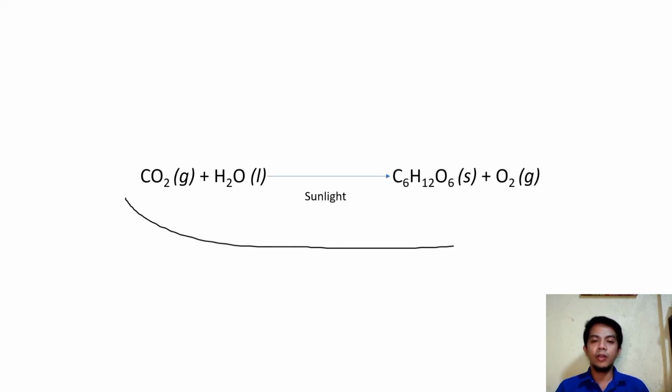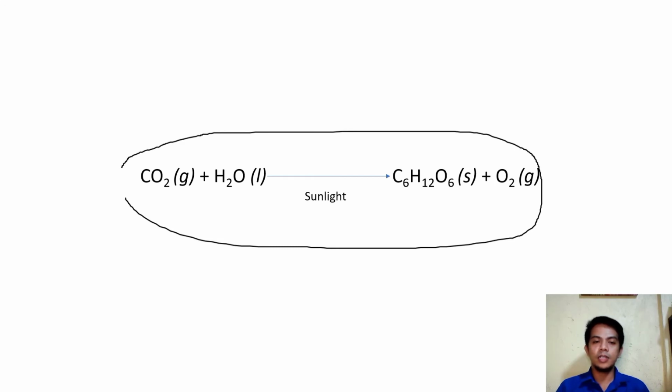So this is the equation of photosynthesis. The reactants here are carbon dioxide and water. To produce glucose and oxygen, sunlight is needed.